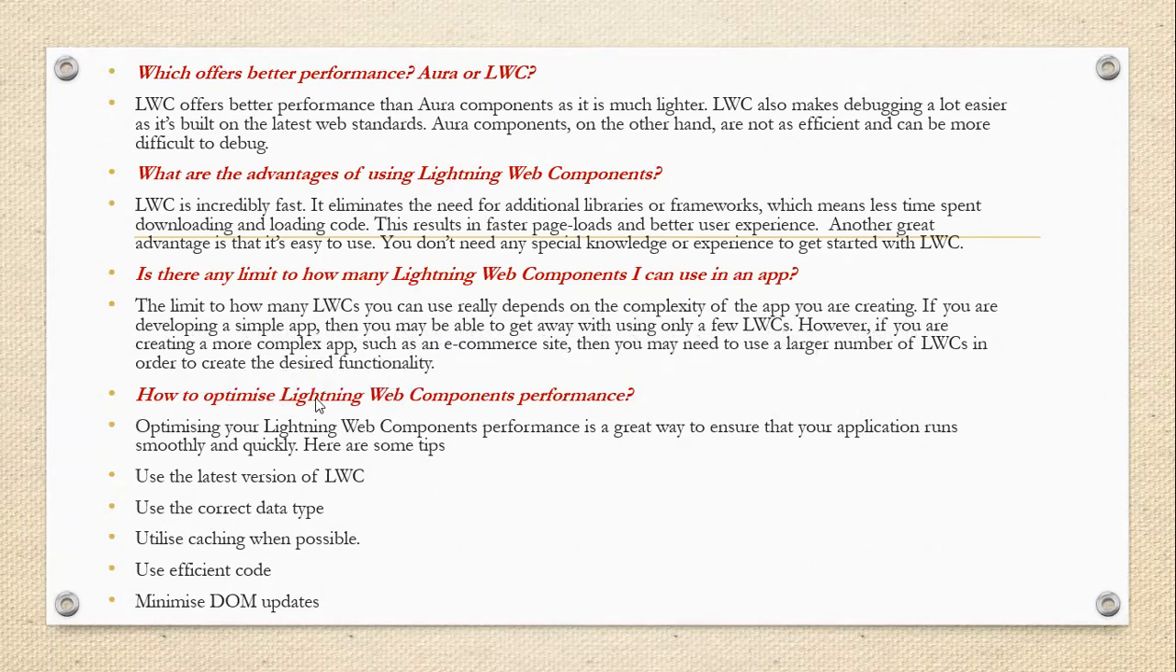Next question: how to optimize Lightning Web Components performance? Optimizing Lightning Web Components performance is a great way to ensure that your application runs smoothly and quickly. Here are some tips. Use the latest version of LWC. Use the correct data types. Utilize caching when possible. Use efficient code. Minimize DOM updates.